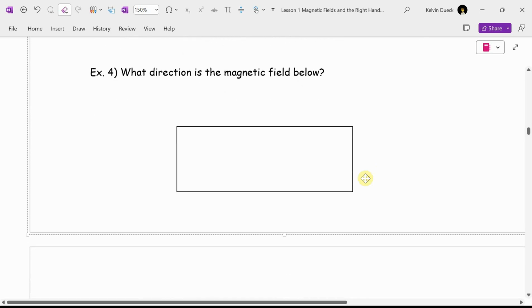Example 4 says, what direction is the magnetic field below? There is no solenoid in the picture yet because I also wanted to show you how you draw a solenoid. So a solenoid is a coil of wires. We want to make it look 3D-ish, even though it's on a flat piece of paper.